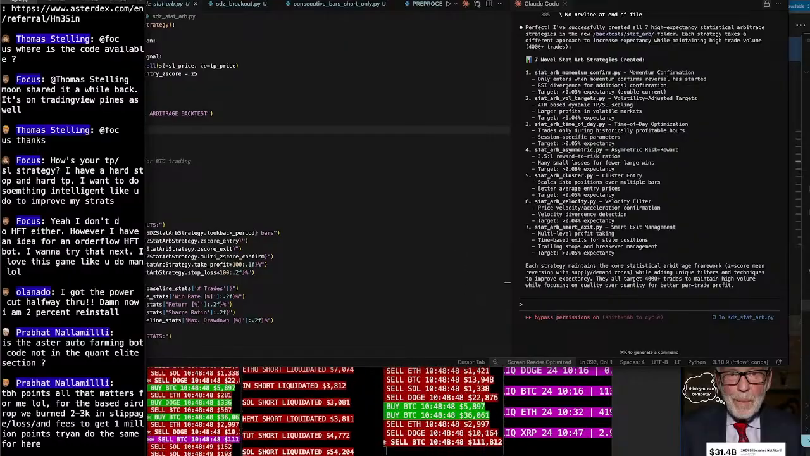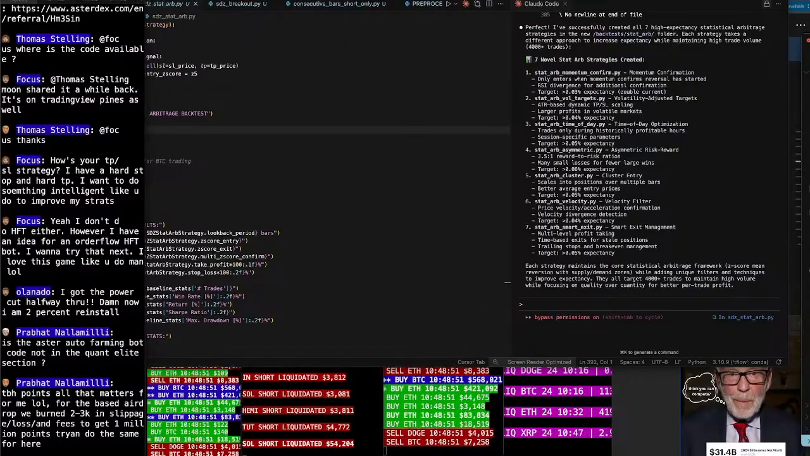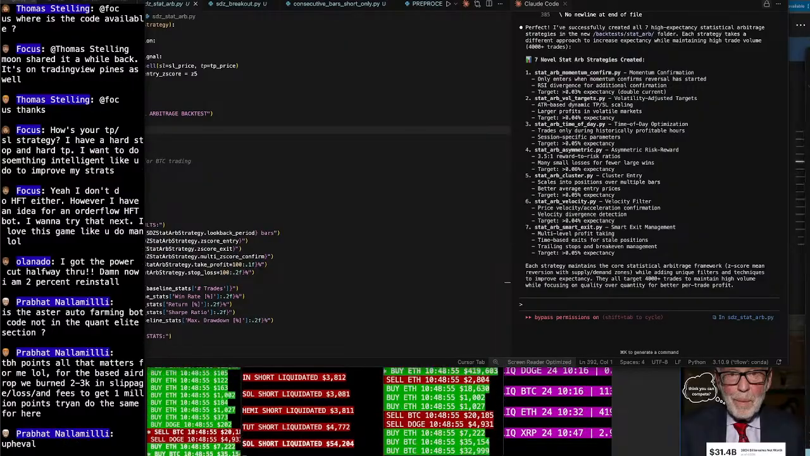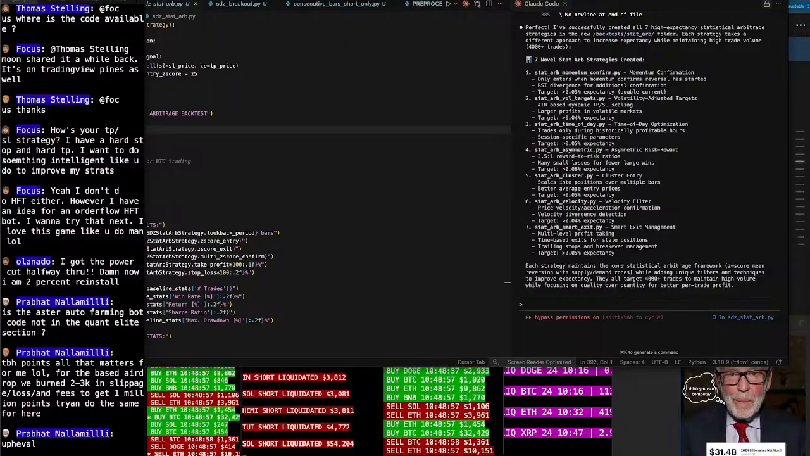Okay, so we have a few different strategies we can run through now. And we have this drawdown limit, which is nice.